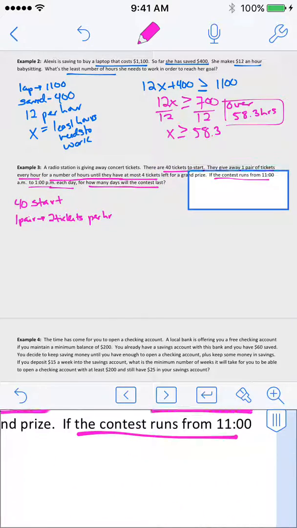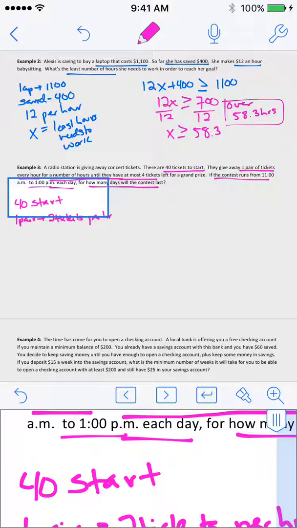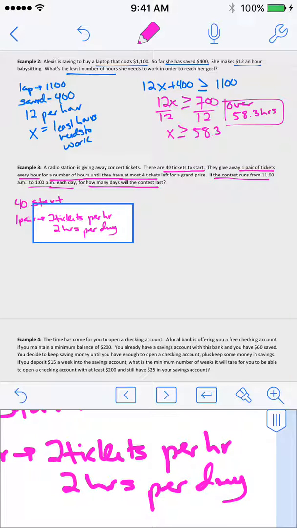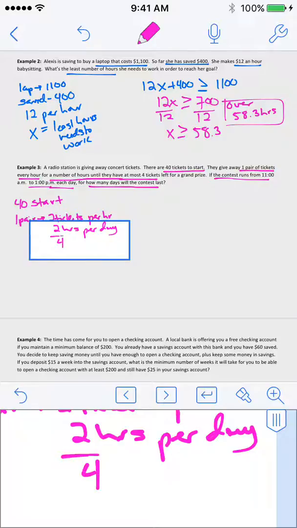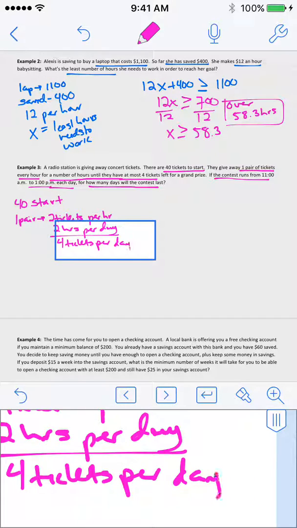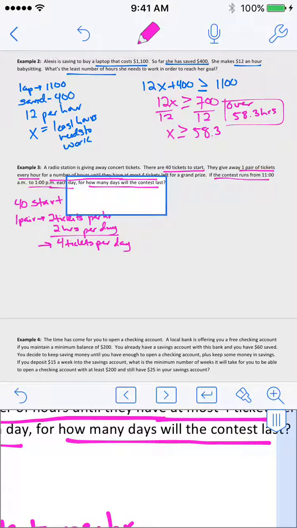And then they're also only going to run the contest from 11 to 1. Let's see, 11 to 12, 12 to 1. That's 2 hours each day. 2 hours per day. Right? So they're going to give away a total of 4 tickets per day. 4 tickets per day.